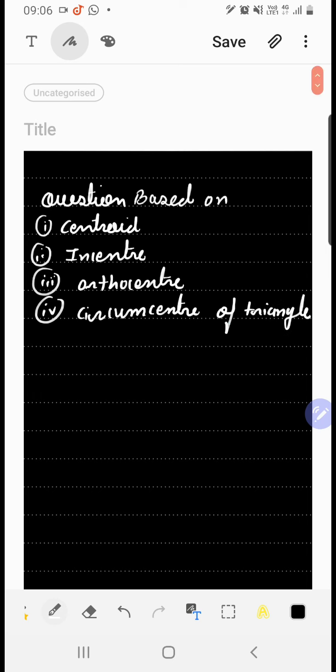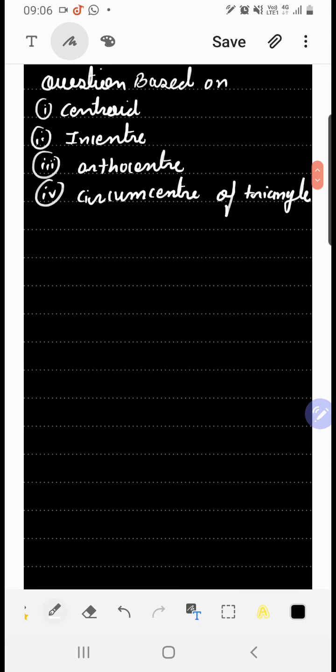Now all these points we have discussed in detail in coordinate geometry. It's just that in this we are going to introduce vectors. Okay. So let's start with case number 1, that is centroid of a triangle.